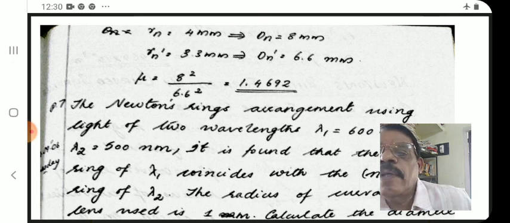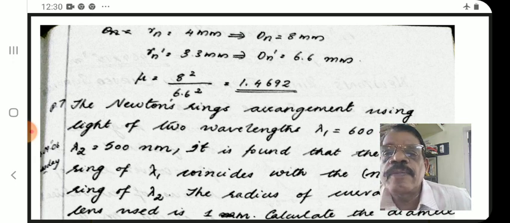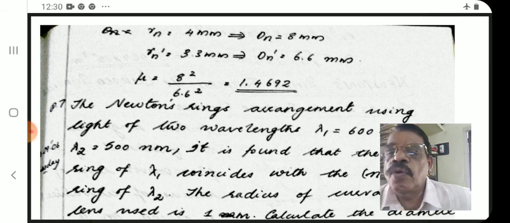Rn dash is 3.3 millimeter, so dn dash is 6.6 millimeter. We can directly put in millimeter, it's a ratio. So dn square by dn dash square is equal to 1.4692. That is mu of the liquid.